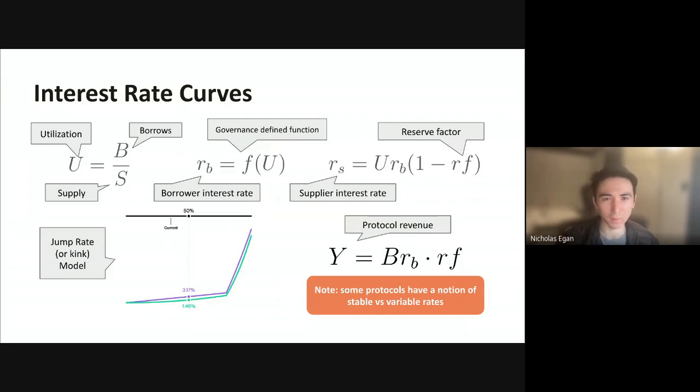And I'll note that some protocols have a notion of stable versus variable borrow rates, but in this talk, we're focusing exclusively on variable rates.